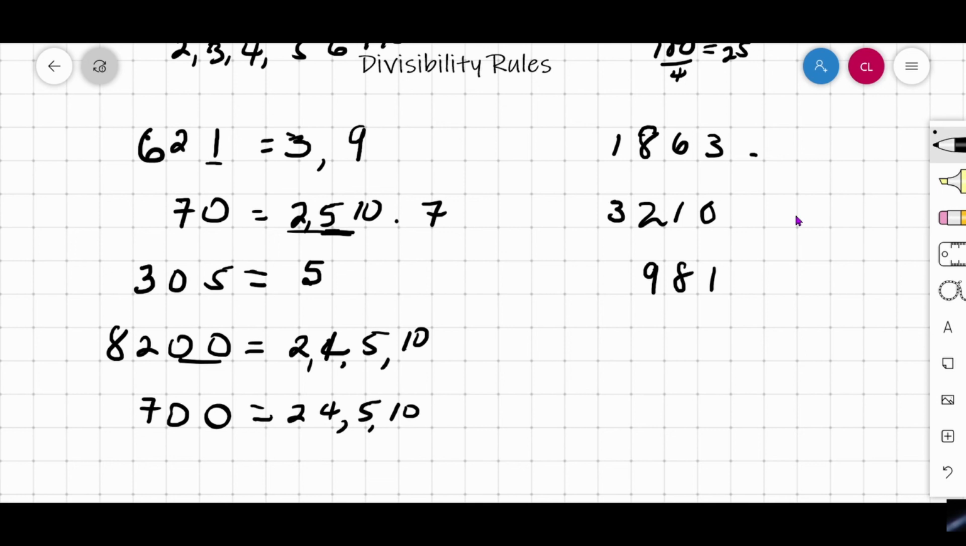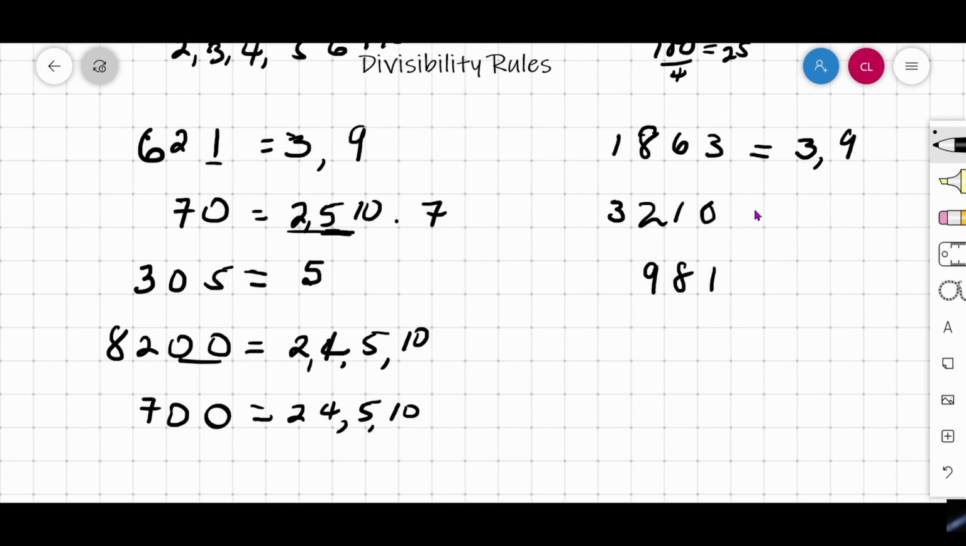So what about 1863? This is not even, so I'm not going to look for 2 to go into this without remainder. But 8 and 1 is 9. 9 and 6 would be 15. 15 and 3 would be 18. Oh, 18. That means that 3 could go in there because 18 is a multiple of 3. And 9 could go in there because 18 is a multiple of 9. Okay.